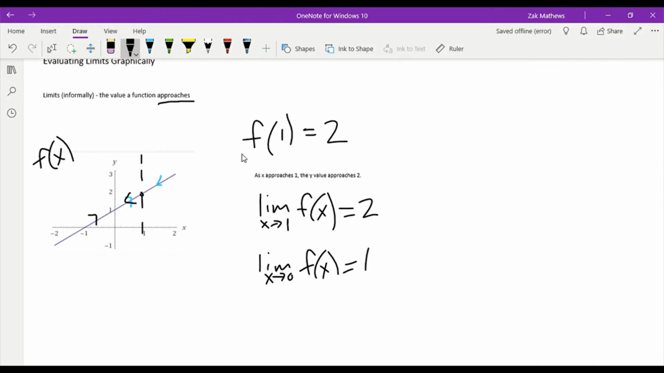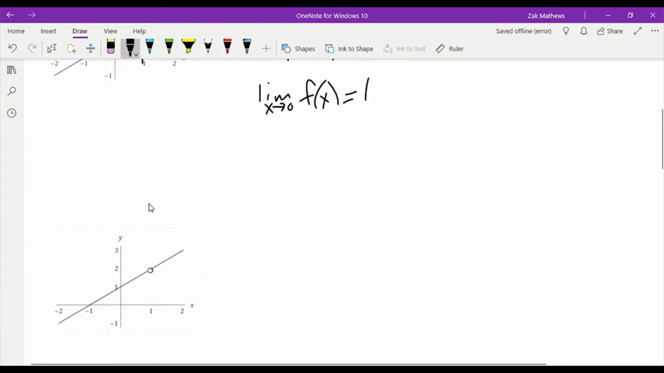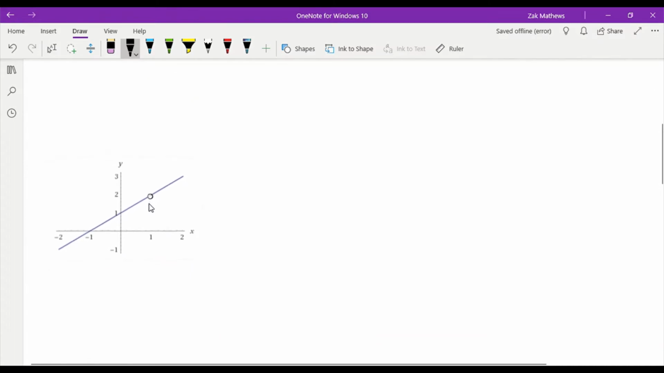We can do this for any number of points, and they're all going to be relatively boring. They're all going to be exactly the same as the function value, because as I head to a particular point, well, that point falls directly on the line, and so the approach is going to be the same as what happens at that point. Let's look at a little bit of a difference here. Let's look at one that's not quite so easy. So here I have the exact same line, but this time I have a hole at that point 1, 2.